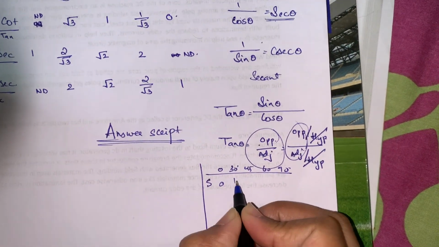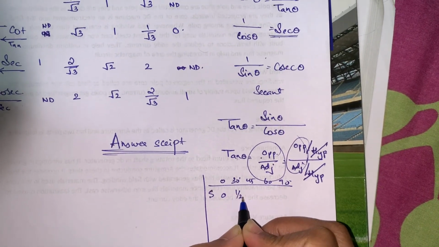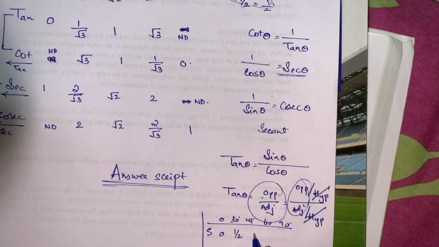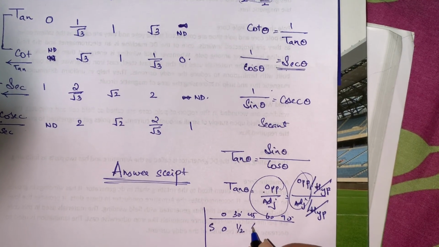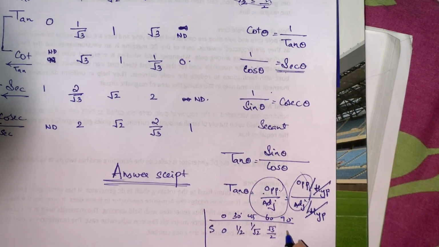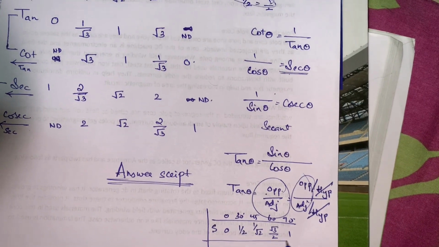Okay, fill this one. 0, 1 by 2. Sorry, my daughter was answering in her class. And 45 degrees goes 1 by root 2, making it stylish, and then again it's this and 1. Okay, I am writing it down, finished.